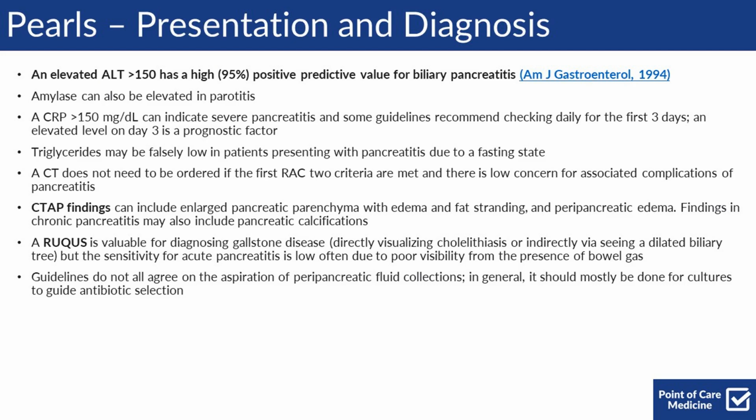CT findings of pancreatitis include enlarged pancreatic parenchyma with edema and fat stranding, and peripancreatic edema. Findings in chronic pancreatitis may also include pancreatic calcifications. A right upper quadrant ultrasound is valuable for diagnosing gallstone disease by directly visualizing cholelithiasis or indirectly seeing a dilated biliary tree. But the sensitivity for acute pancreatitis is low, often due to poor visibility from the presence of bowel gas.